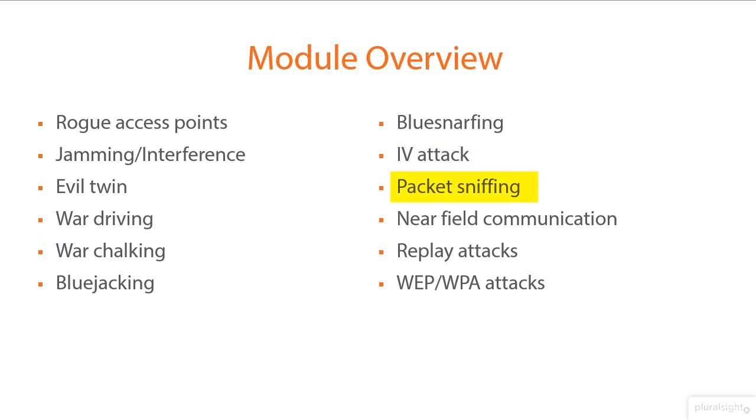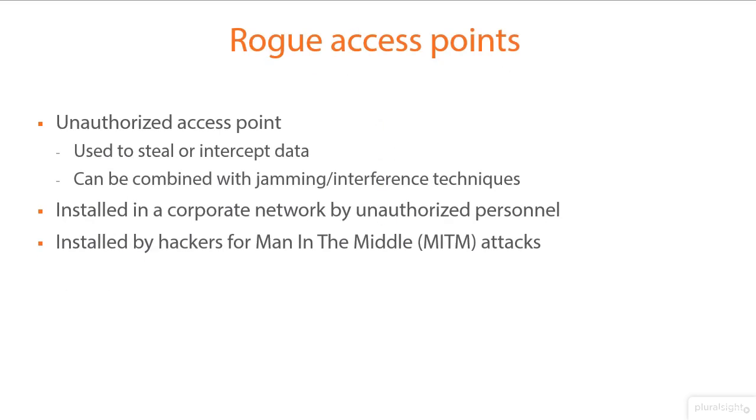We'll also talk about packet sniffing, near field communication or NFC. We'll talk about replay attacks, and then of course WEP or WPA attacks. Okay, two types of wireless access or wireless protection protocols. So let's go ahead and get started. And to start off with, rogue access points.